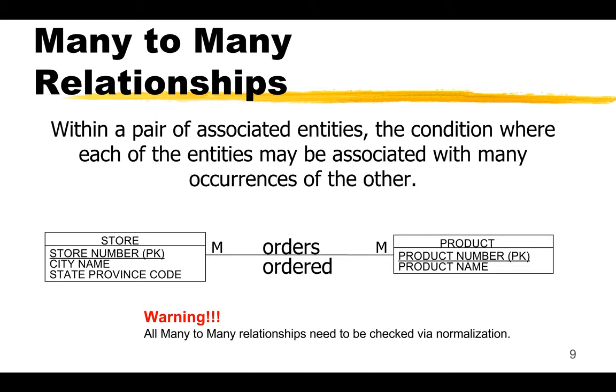So just a warning: anytime you come up with a many-to-many relationship, warning, warning, warning. Think about it. Look at the business rules. Is it really a many-to-many? If it is, you're going to have repeating groups. How can I break that up? Look at it.